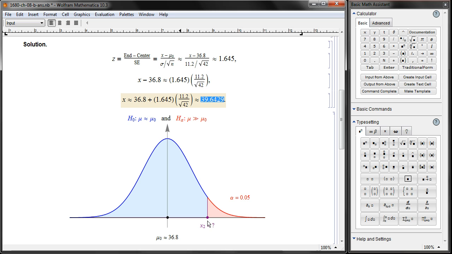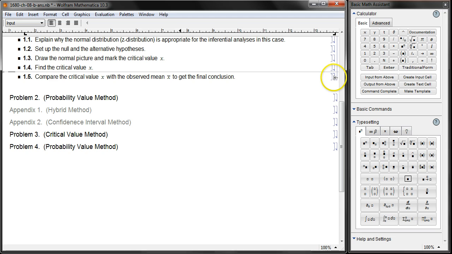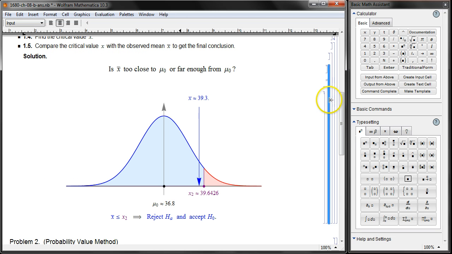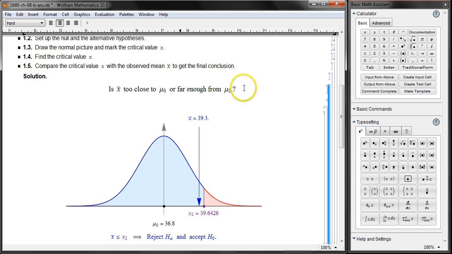Now, it's easy to see where 39.3 falls. It's a little bit smaller than 39.6. It falls right over here in the blue region. So which one wins? Null or alternative? Here is the conclusion. The null hypothesis wins. This is a question you have to ask. Too close to null or too far from null? Close enough to the null. Too close to null, so you cannot reject null. You have to accept null hypothesis. Null hypothesis wins, alternative hypothesis loses.